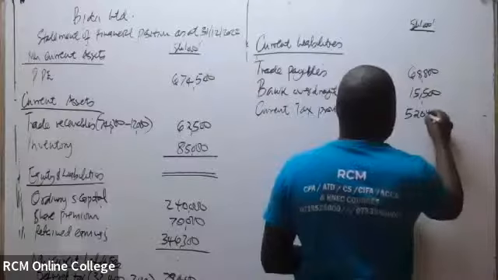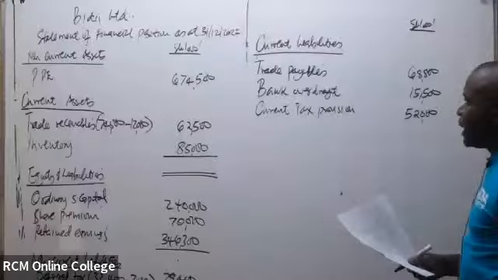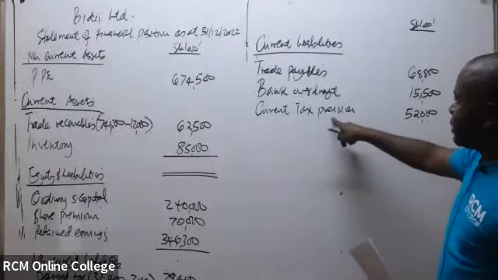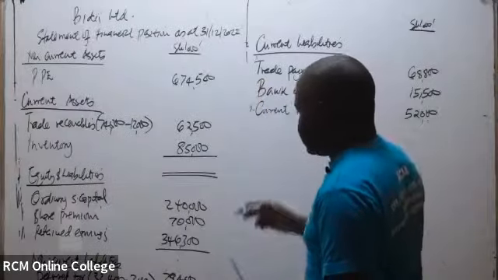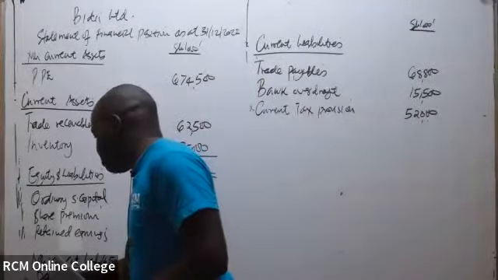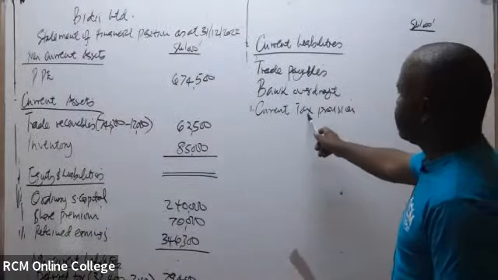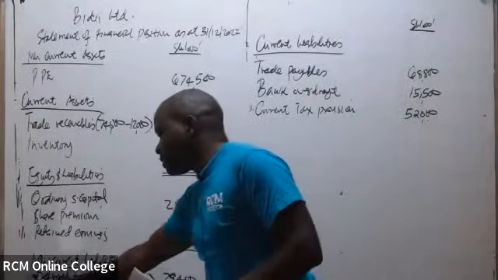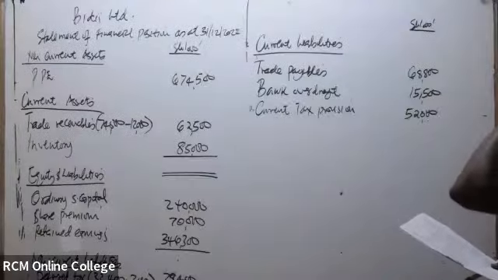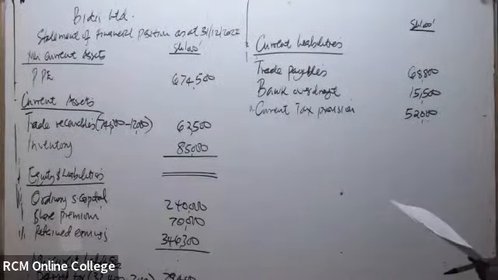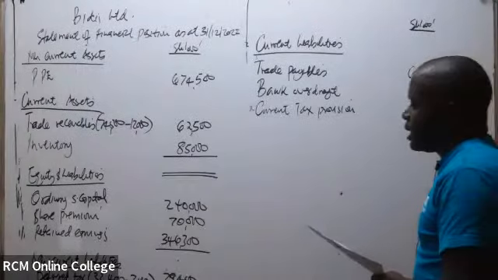So take note. In most of these published accounts, financial statements, under the current liabilities, this item rarely misses, and of course, this one also rarely misses. So it has to be there.